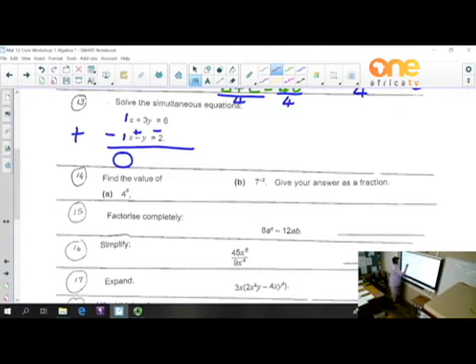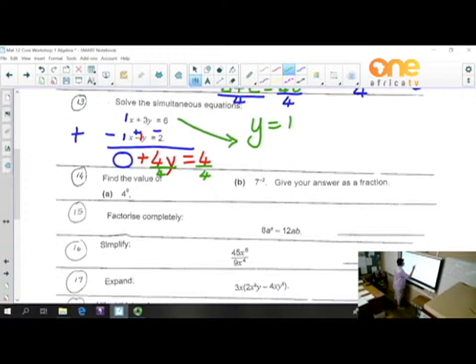So plus 3 plus 1 is then 4y. If there's nothing, there's a 1, is equal to, and 6 minus 2 is equal to 4. So now we divide with the coefficient, and y is equal to 1. And now I go back to any of the two and substitute. The second part is to substitute. So let's say we use this one. x plus 3y is equal to 6.